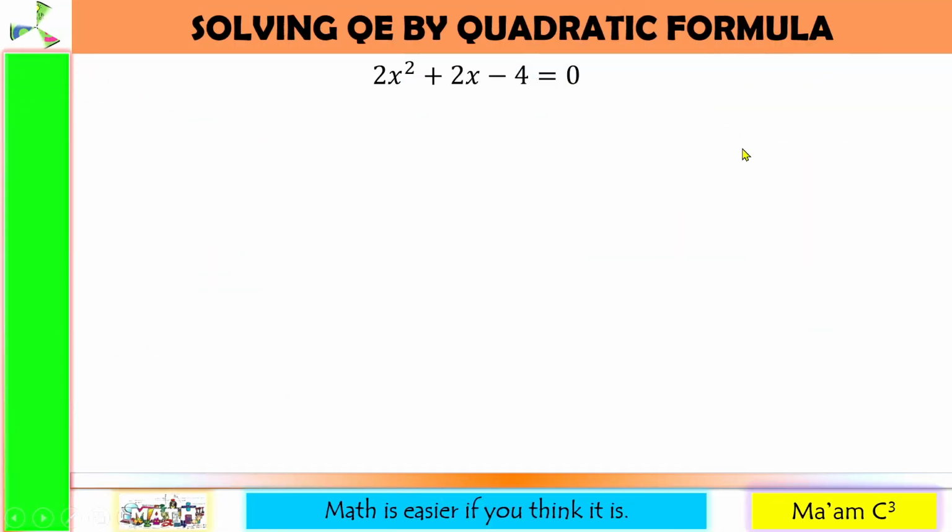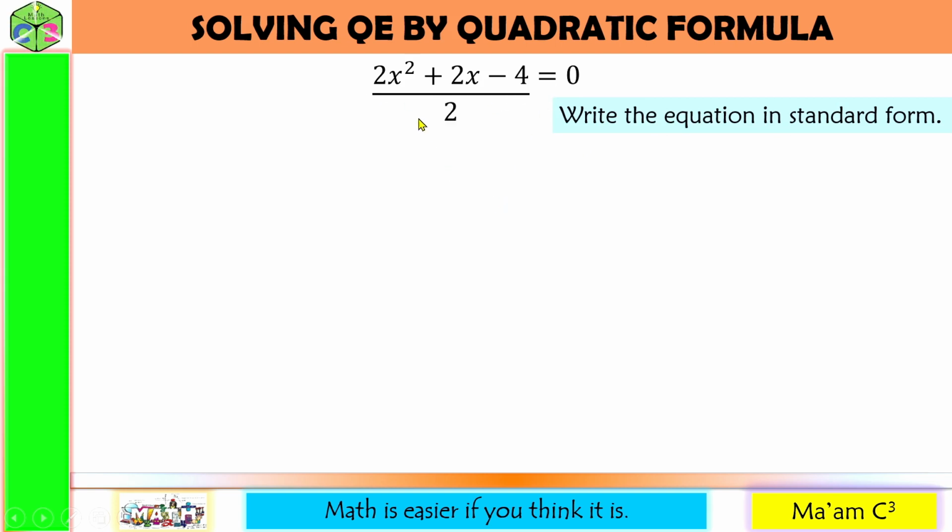Next example. This time I took this problem in our lesson, solving quadratic equation by completing the square. We're going to solve this again, but this time using quadratic formula. Let us start. Step 1 is to write the equation in standard form. This is already in standard form, but we can simplify this. Let us divide everything by 2. 2x squared divided by 2 is x squared. Positive 2x divided by 2 is x. Negative 4 divided by 2 is negative 2.